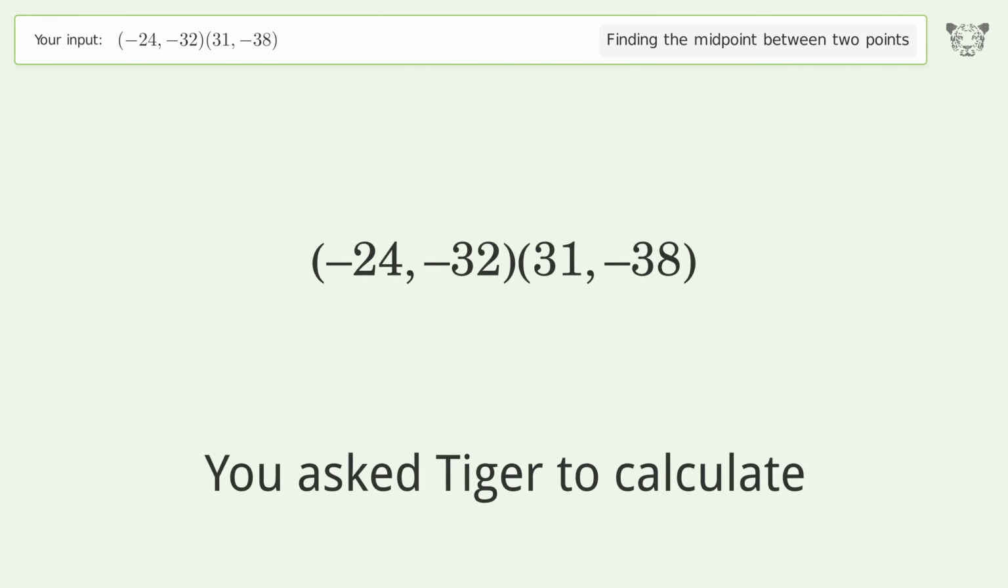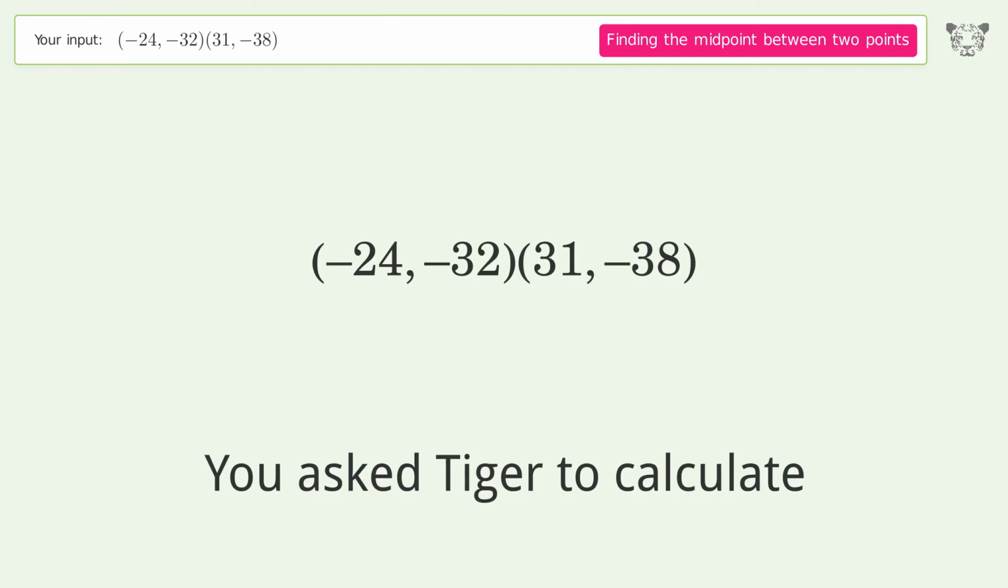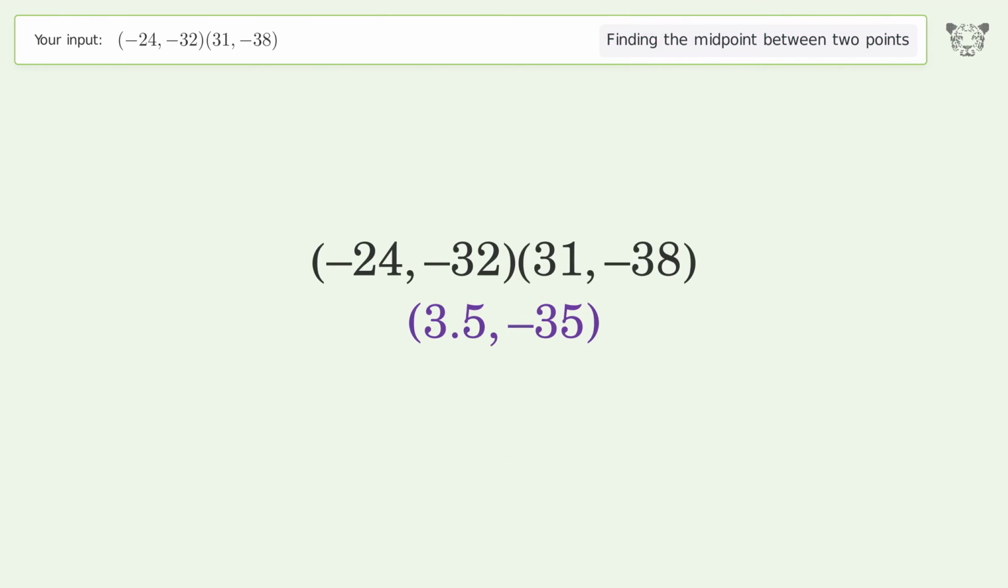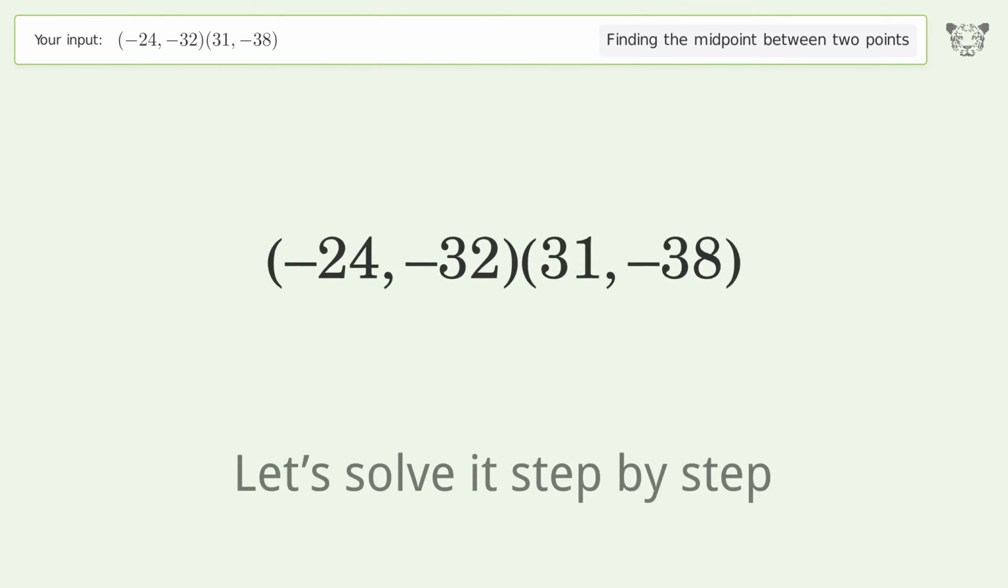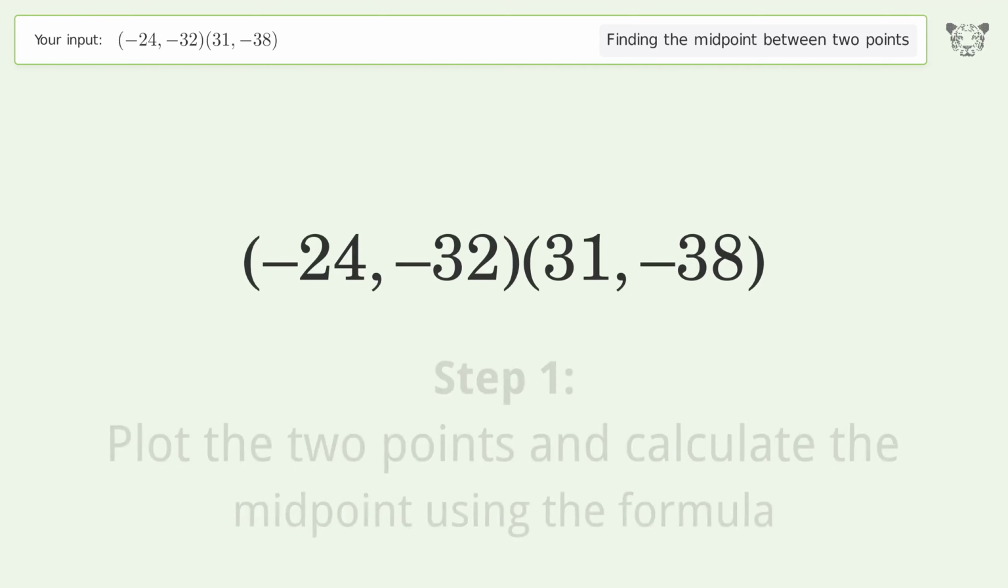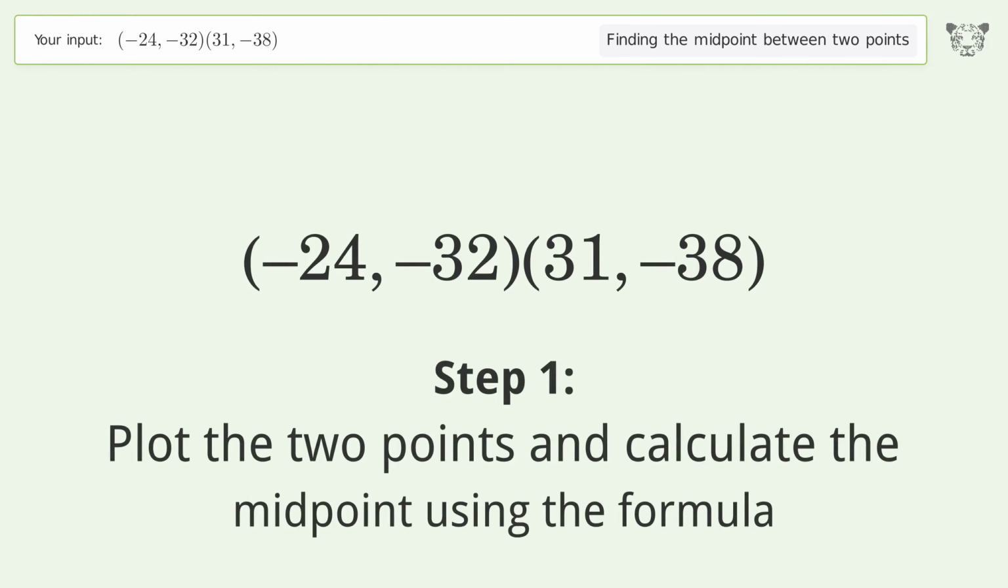You ask Tiger to calculate. This deals with finding the midpoint between 2 points. The midpoint between the 2 points is 3.5, -35. Let's solve it step by step. Plot the 2 points and calculate the midpoint using the formula.